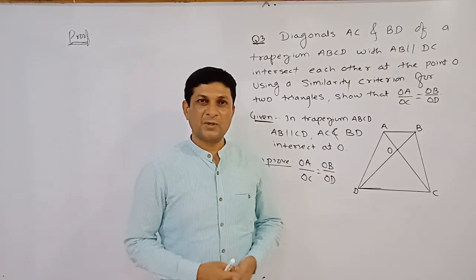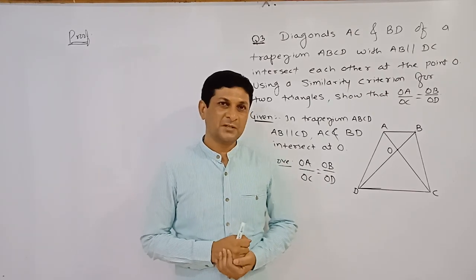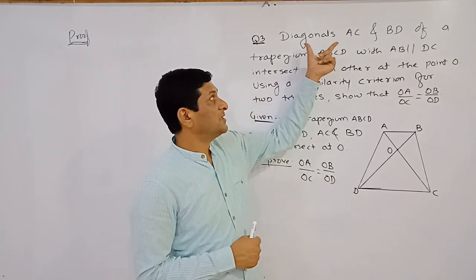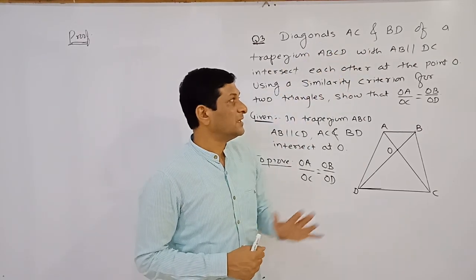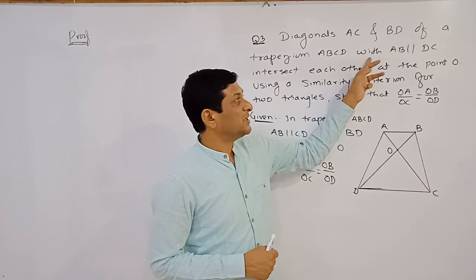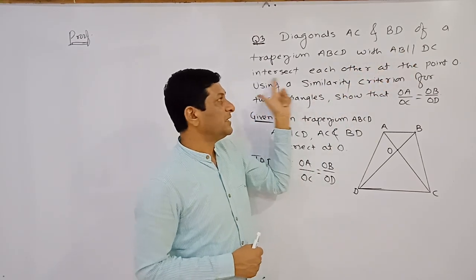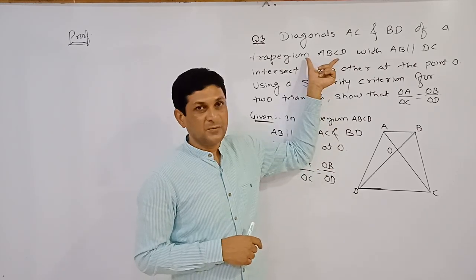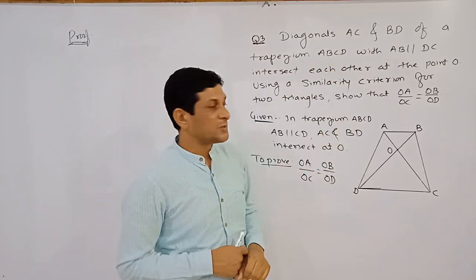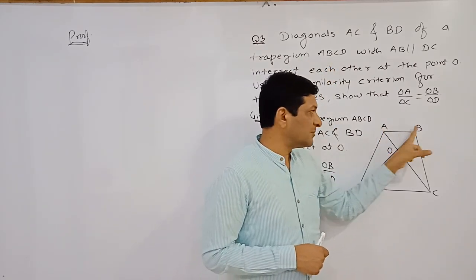Now let us try to solve example number 3 here. In this third example, observe the given condition. Diagonals AC and BD of a trapezium ABCD, with AB parallel to DC, intersect each other at point O. Means one quadrilateral ABCD is given to us, which is a trapezium. So here we have considered one trapezium.